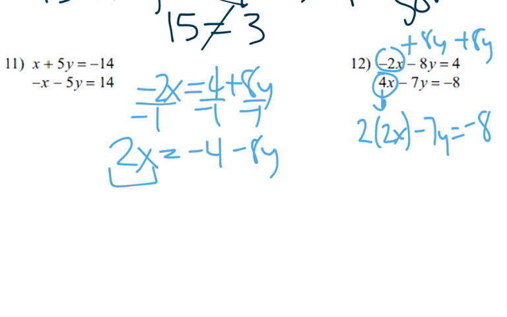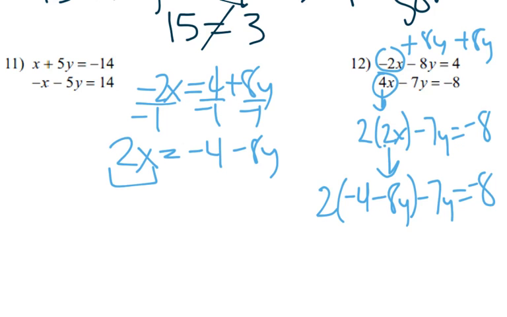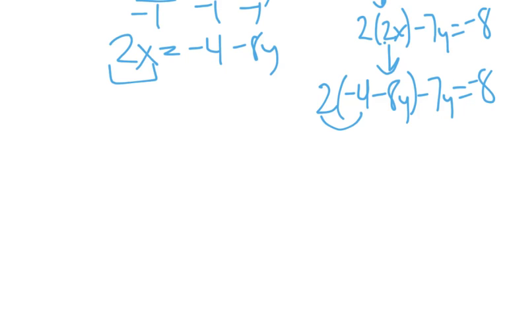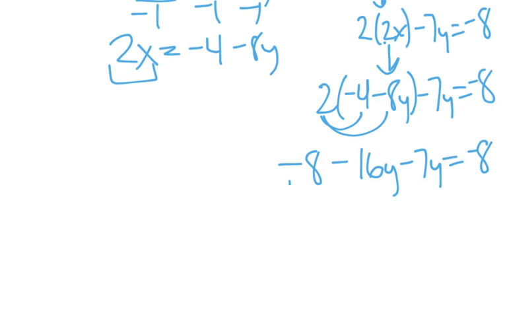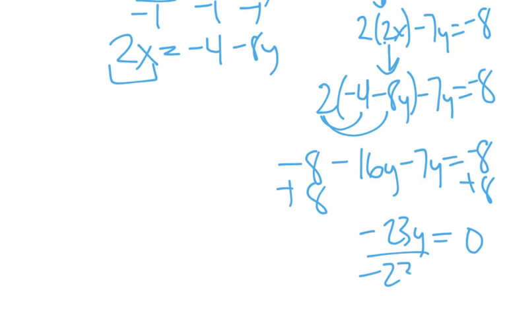Or you could say, well, now I've got 2x, so I can substitute out the 2x and put in this and solve it that way as well. So there's often more than one way to do this. So negative 8, negative 16. Okay, add 8 to both sides. So I get 0. Negative 16 minus 7 would be negative 23y. Divide by negative 23. And I get y equals 0.